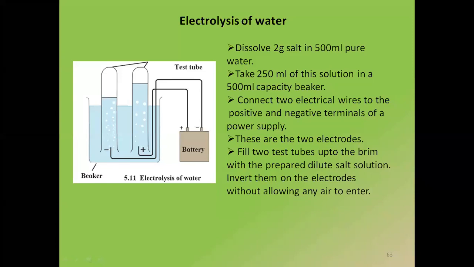Brim means up to the top. The top layer of the solution is what we call the brim. It must be filled completely. Fill the 2 test tubes up to the brim, meaning completely full. All right. Then I am going to invert them so that air doesn't come inside the test tube, and this is how my apparatus is going to look.